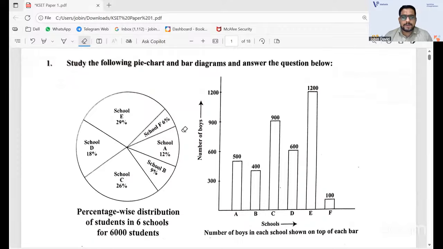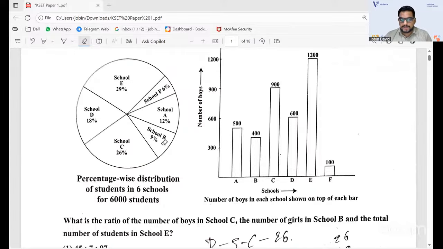When there is a question, as I told you for data interpretation, you should identify the pie chart. Here it is a percentage-wise distribution of students in schools for 6,000 students. If you need to calculate school A students, I told you that in data interpretation, ask questions to yourself first. What is the percentage of students in school A? 12 percent. How will you find the number of students? Total number is 6,000, so 12 by 100 into 6,000 gives the number for school A. And then there are 500 boys, so you'll get the number of girls from there. From the total number, you can subtract the number of boys.